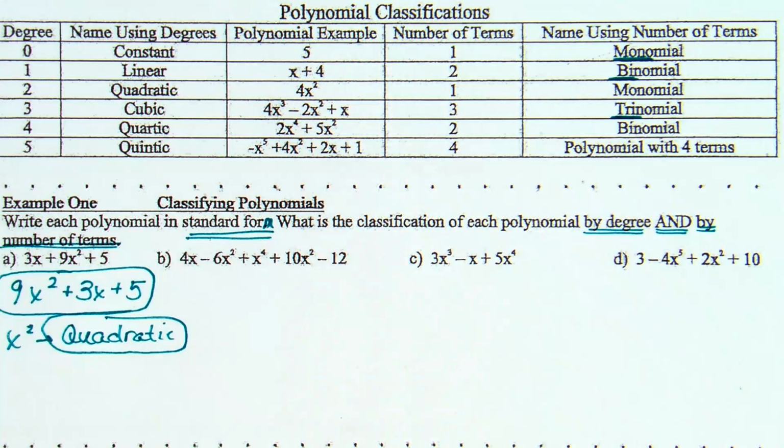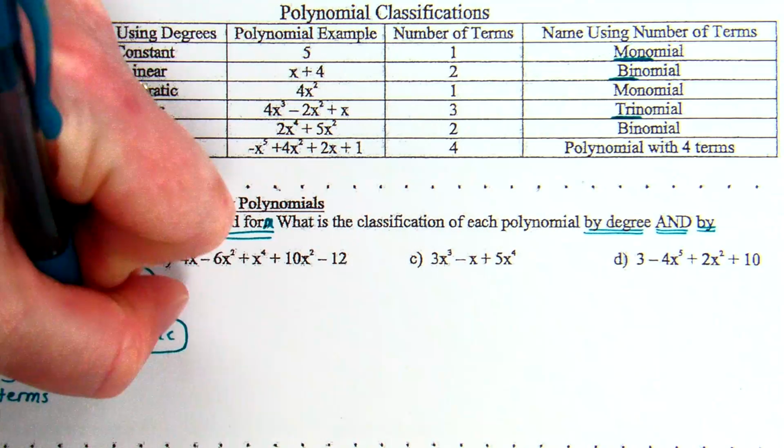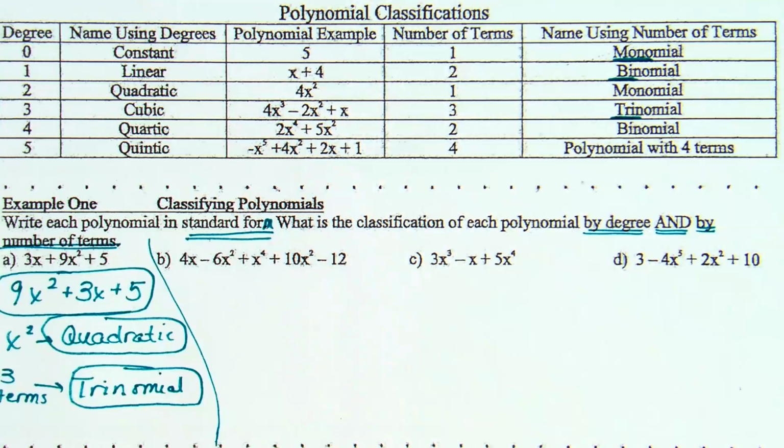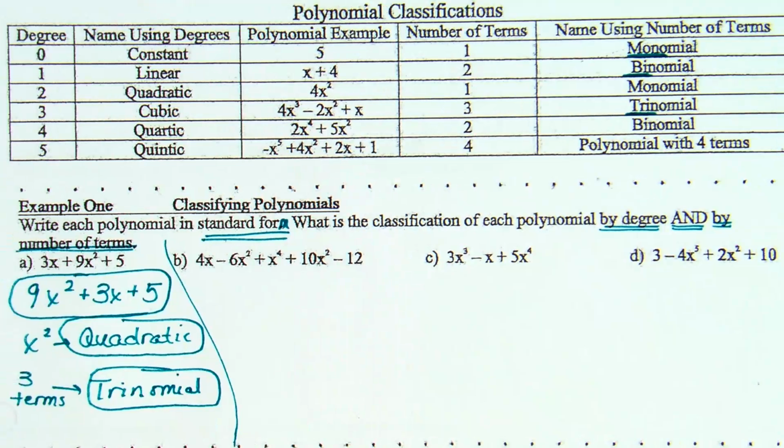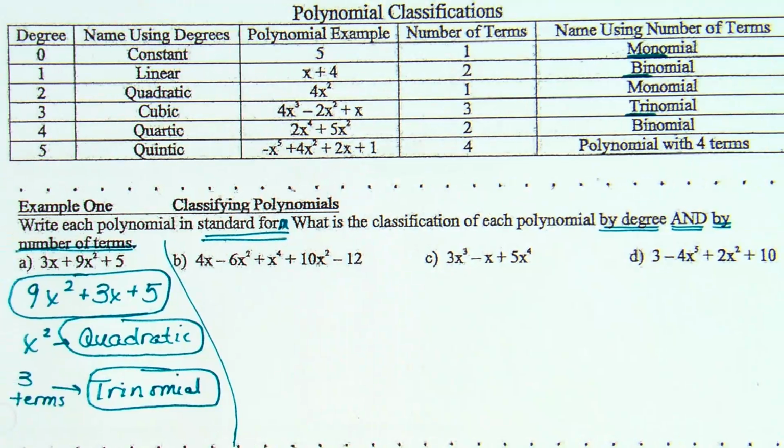What about terms? How many terms are there? 3. So if there's 3 terms, we're going to call it a trinomial. So put it all together, and it is a quadratic trinomial. That wasn't too bad, was it? Well, I told a class earlier today, we've done a lot harder than this.